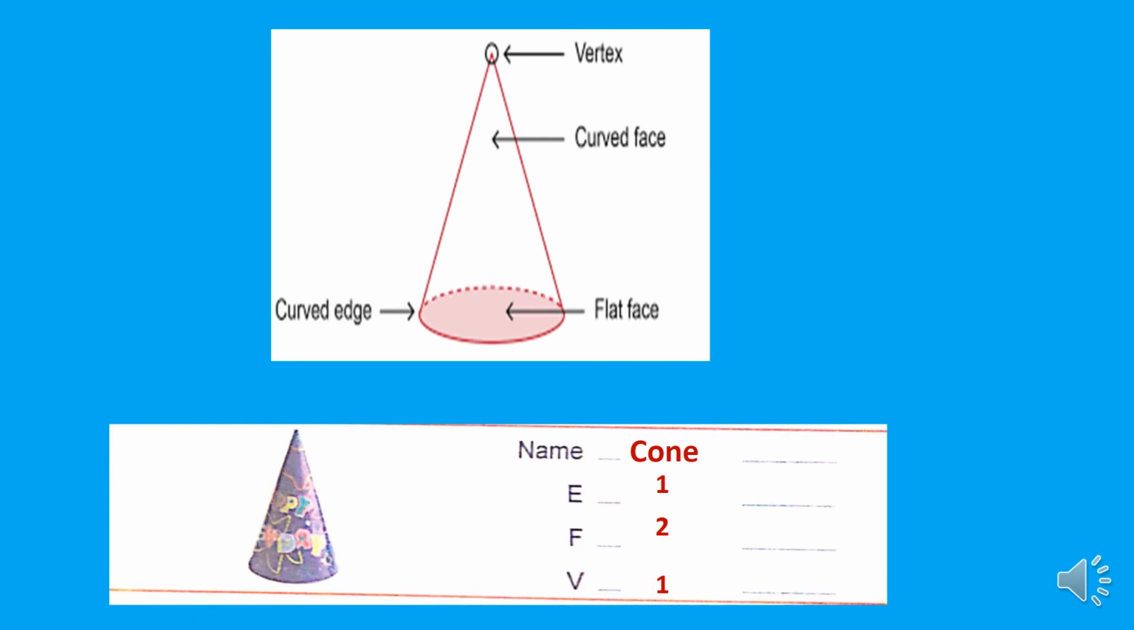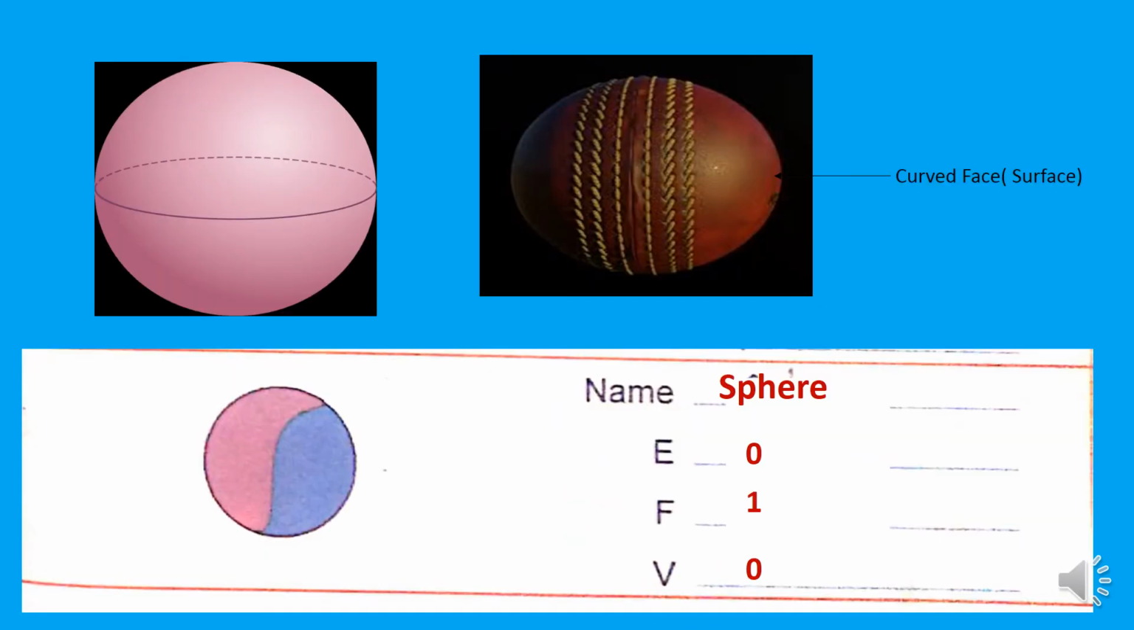Okay, children. Now you say, what is this shape, children? This is a sphere. So we have to write the shape name, how many edges, E for edges, F for faces, V for vertices. We have to write the shape name, how many edges it has, how many faces it has, how many vertices it has. First write the shape name: sphere. Write the sphere spelling, children. S-P-H-E-R-E, sphere.